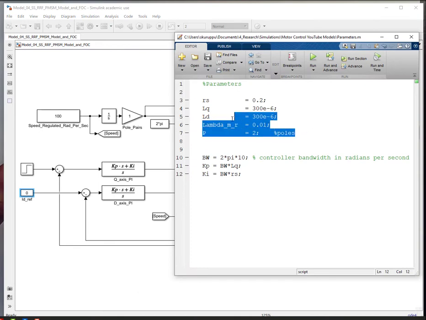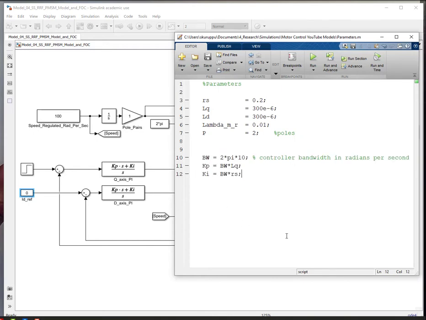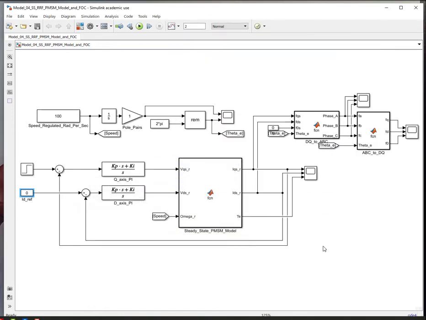So these are the same parameters that we saw last time, and then I'm calculating my Kp and Ki using this bandwidth and then LQ and resistance. So that's done. And so that's all we actually have to do. We don't need the position signal as of yet, because we don't have a stationary frame signal. We don't have a sinusoidal signal yet. You're going to see that in the future.